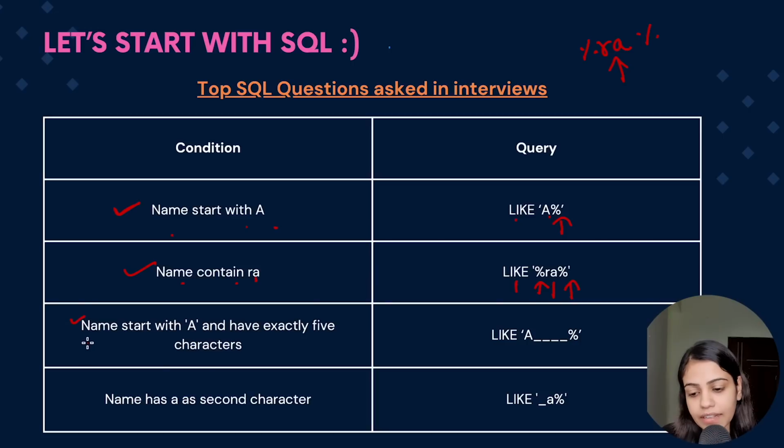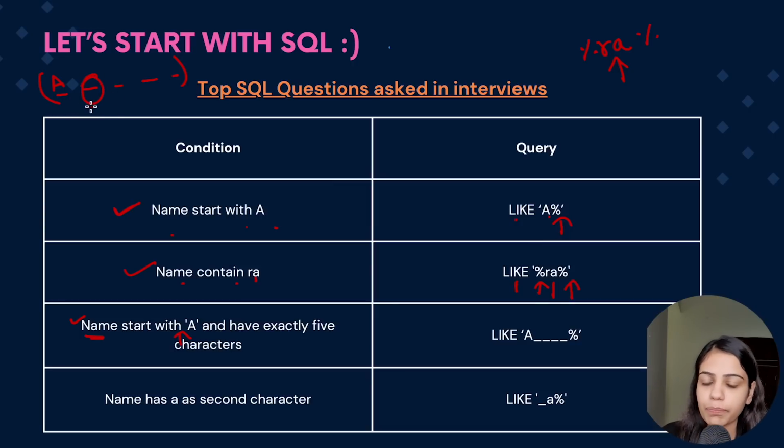Let's see the next pattern where we have to find the name which starts with A and has exactly 5 characters in the name. So there should be only 5 characters in the name and the name should start with A. For finding this we would be using the underscore, which basically matches a single character. So percentage says there could be n number of characters, but this underscore says that there should be only one character present.